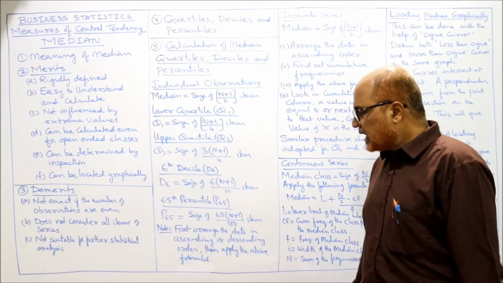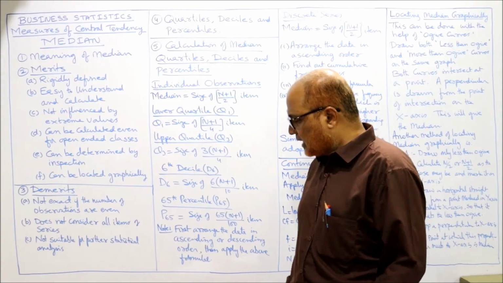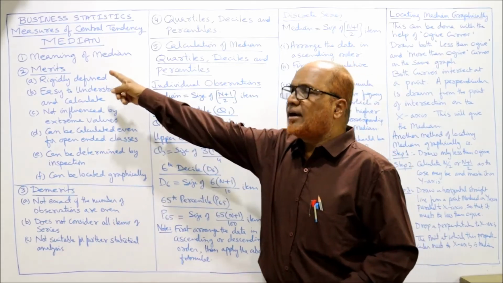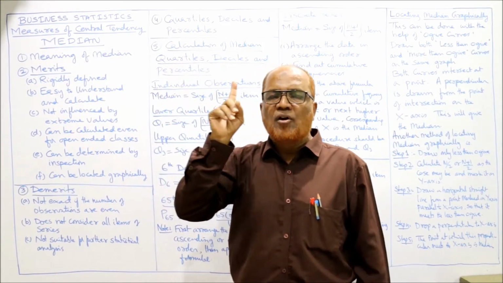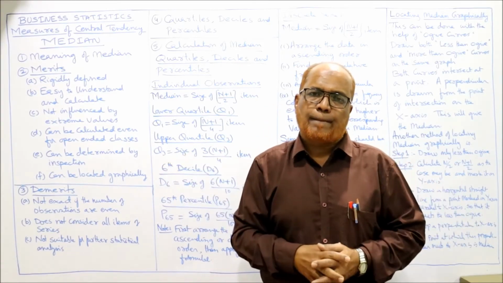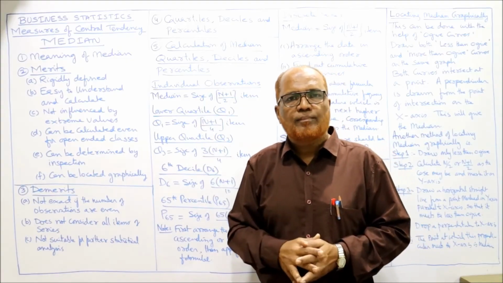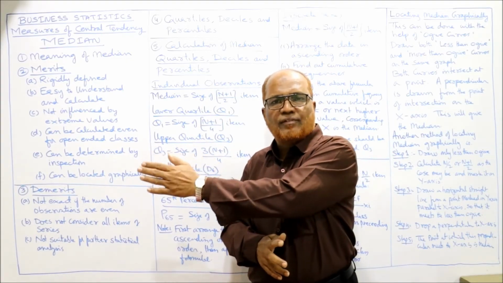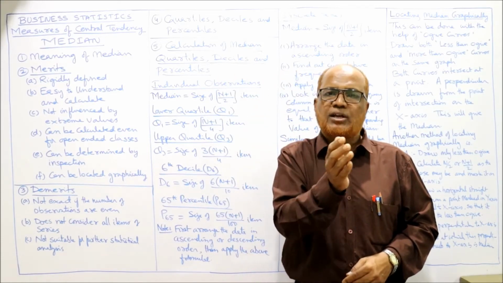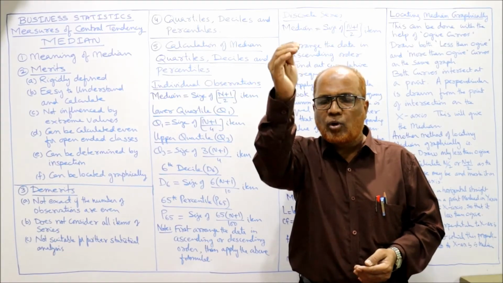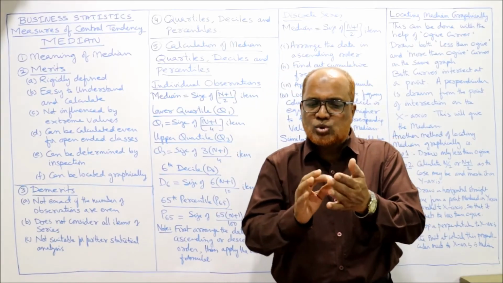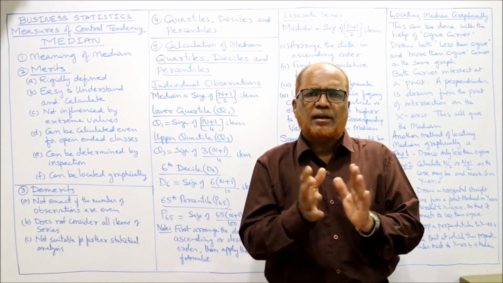Note: first arrange the data in ascending or descending order, then apply the above formula. One of the very important points to remember is that for calculating the median, quartile, decile, percentile, you first have to arrange the data in ascending or descending order. Ascending order means increasing order: 2, 4, 6, 8, 10, 12, 15 like that. Descending order means 20, 18, 15, 14, 12, 11 like that. Decreasing values are descending, increasing values are ascending.